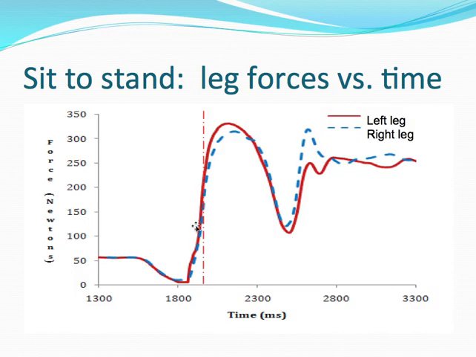So this is a typical ground reaction force reading from the right and left leg of somebody doing a sit-to-stand task. We can see the vertical forces are on the y-axis, time is on the x-axis, and the red is the left leg and the blue is the right leg. And we can see that the vertical forces between each leg have some amount of asymmetry, but for the most part, they're fairly consistent.